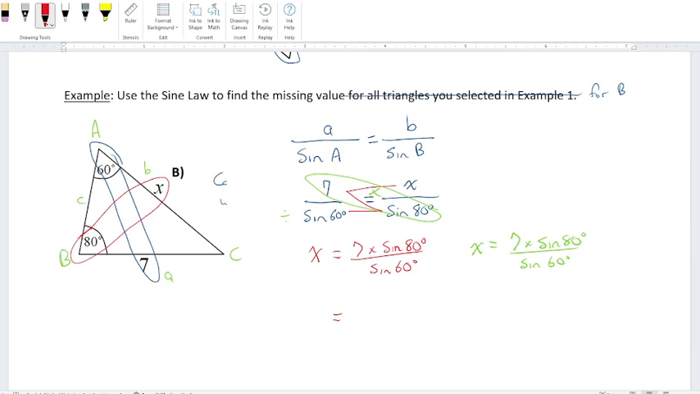Gives me 7.96. We don't have units. So that's the answer. X is equal to 7.96. And that's it for today.